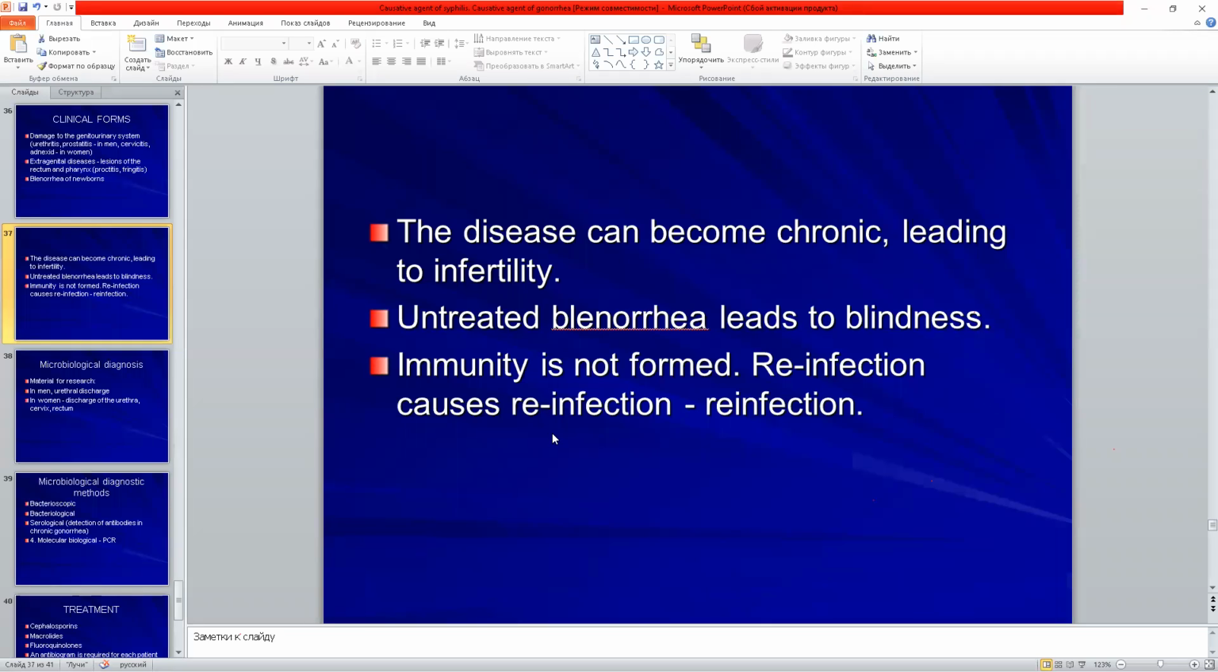Immunity is not formed because, again, gonorrhoeae have a very complicated antigenic structure, and the character of immunity is not species specific. Reinfection causes the secondary infection by a new strain.